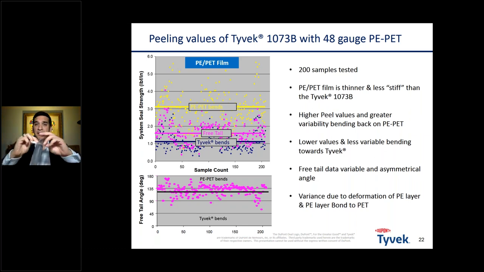Here's the same pouch, right? On this side, peeling back towards the film, great pouch, this thing's awesome. I'm getting up to like 5 pounds, I'm getting 4 pounds. Oh, it's averaging a 3 pound strength. This is an awesome pouch. Now I start pulling it on the Tyvek side. Oh my God, it's just barely over a pound.